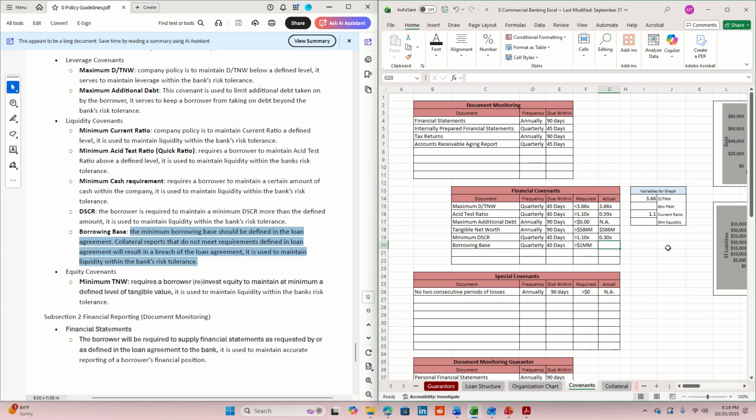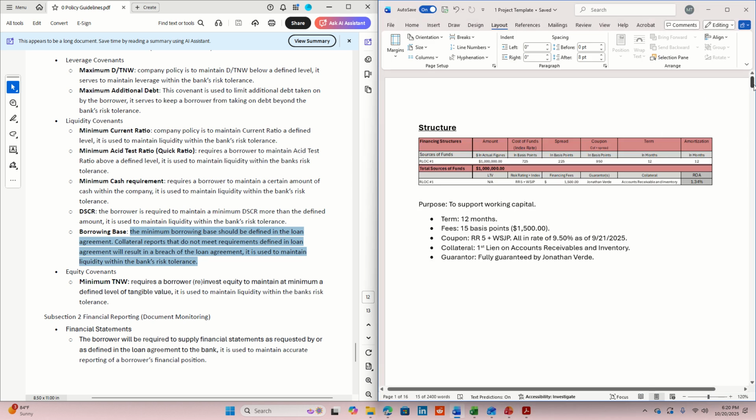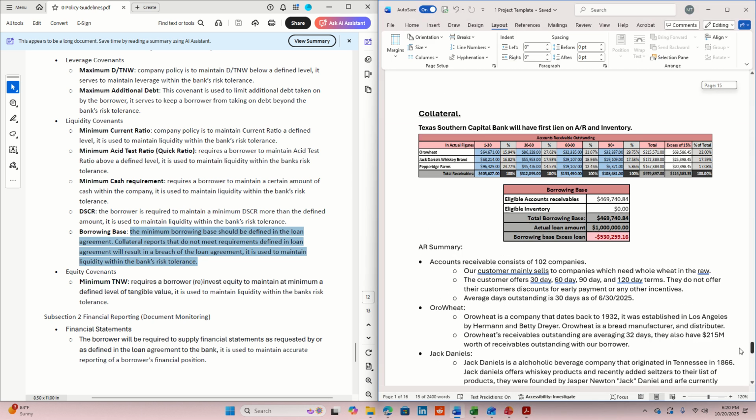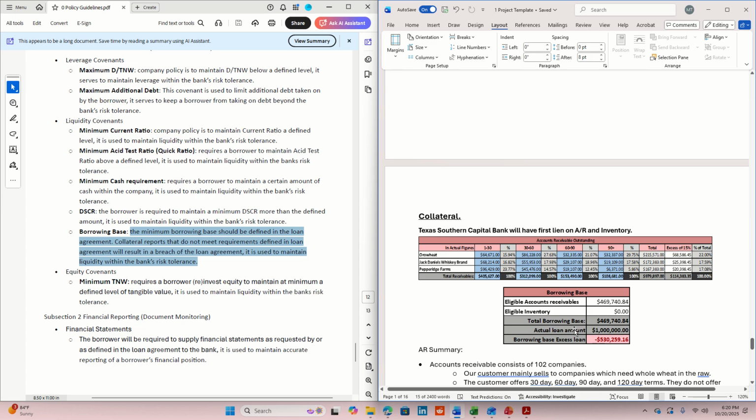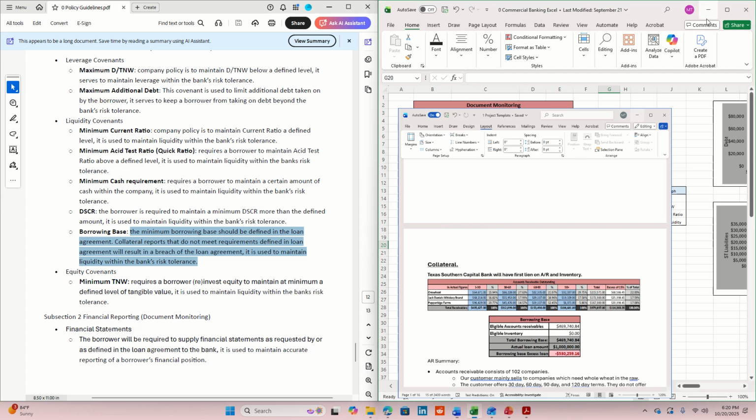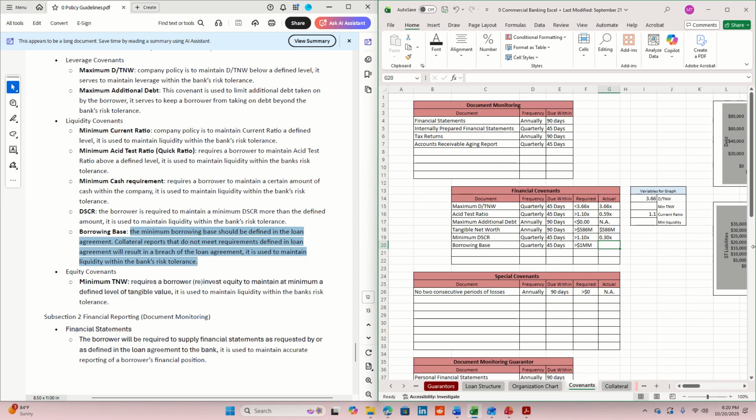Our borrowing base is actually, for my borrower, $469,000. So money sign 469M. Okay, and this is what we're going to be requiring from the borrower, all these statements.